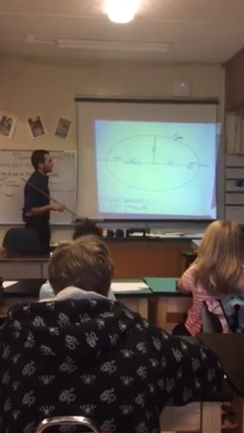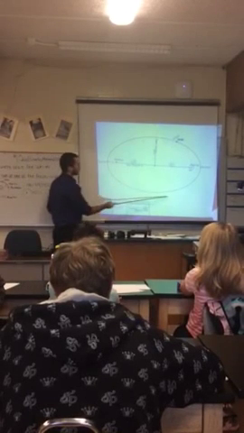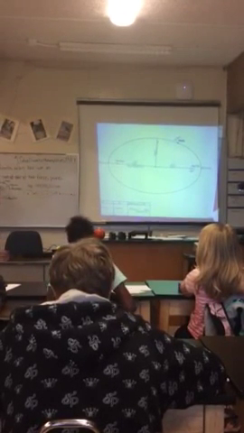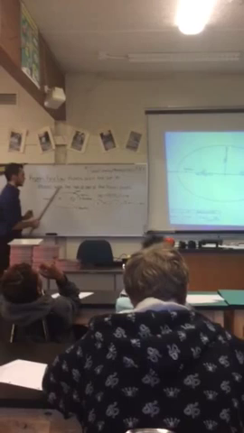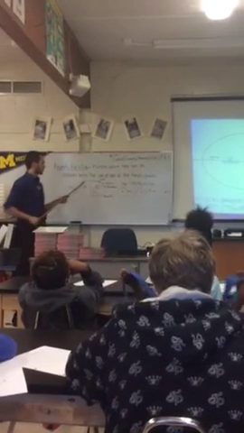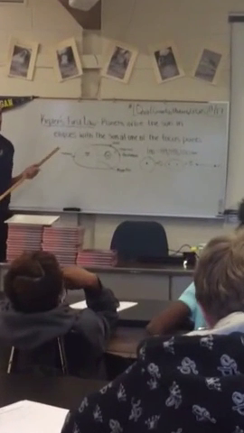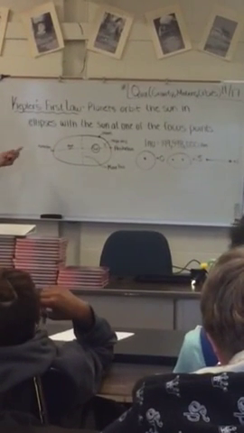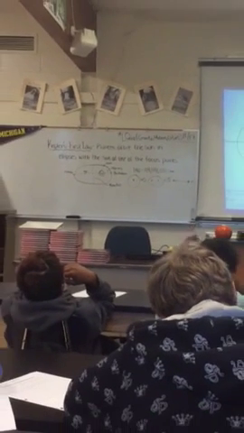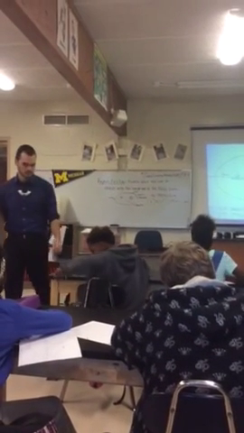Alright, now this whole thing, this whole elliptical orbit is described by Kepler's first law. So I have it written down for you right here. Kepler's first law is planets orbit the sun in ellipses, with the sun at one of the focus points. So I recommend you write this somewhere on your ellipse sheet right now. Write it somewhere, this exact sentence. Give you a minute to write that down.